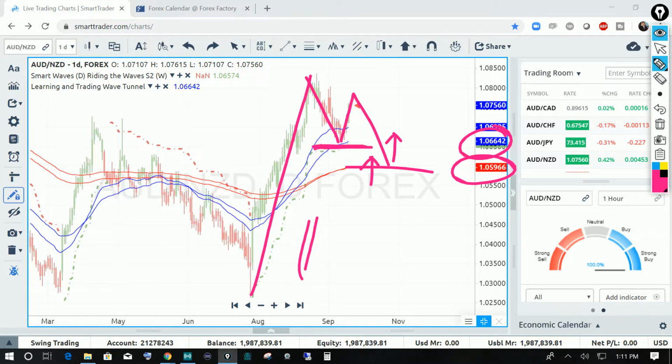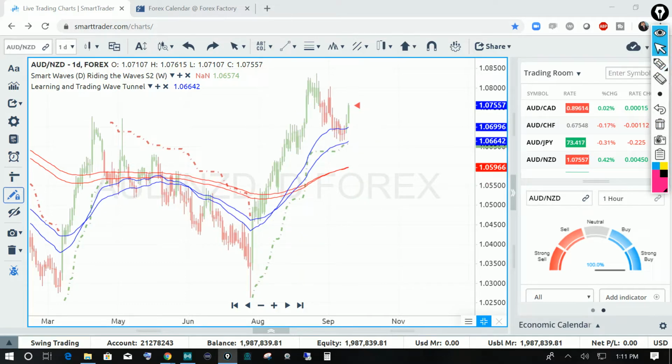But if that low gets taken out, then we will not think about selling. We're just waiting for price to move down to a lower price, and then we'll continue to buy long. So buy on dips on the Aussie New Zealand dollar this week. And then we're going to go to another currency pair, JPY.